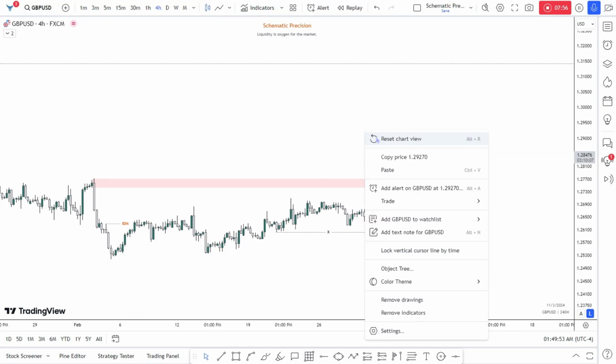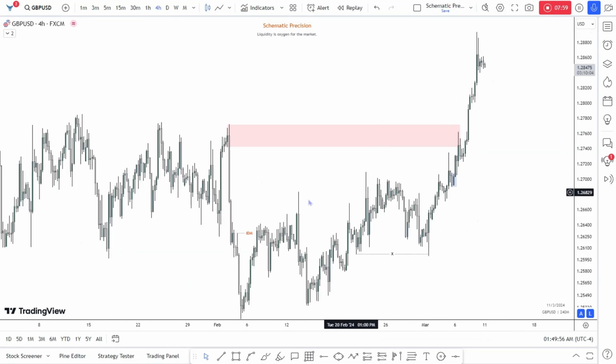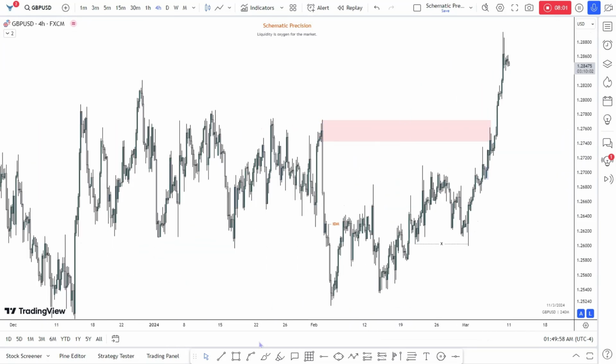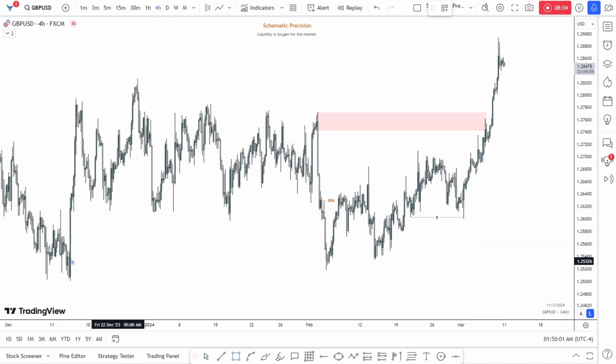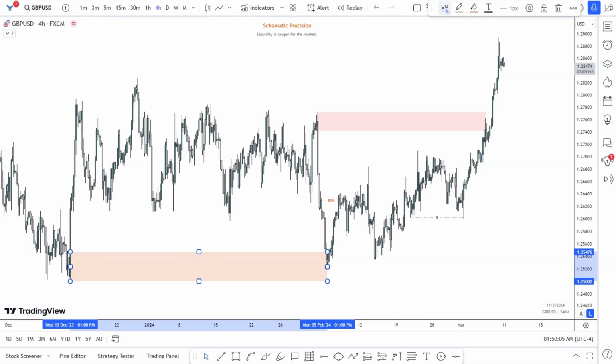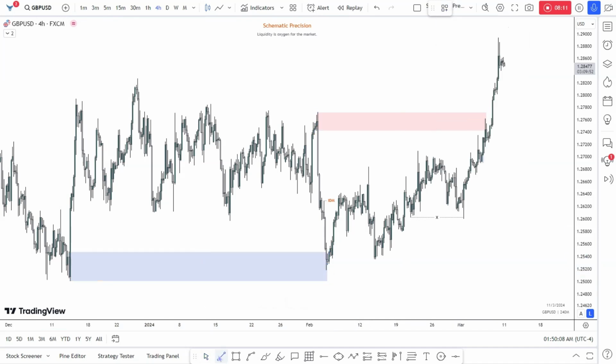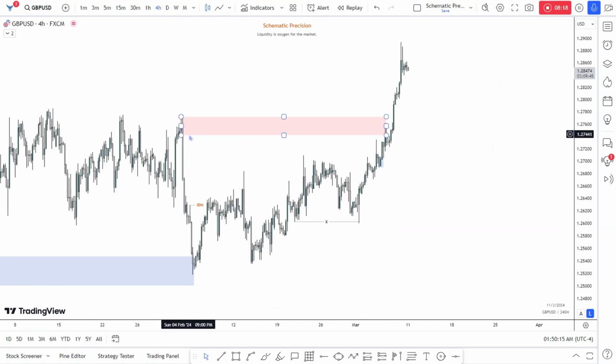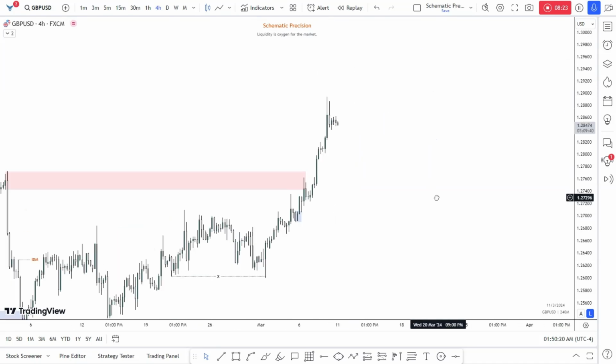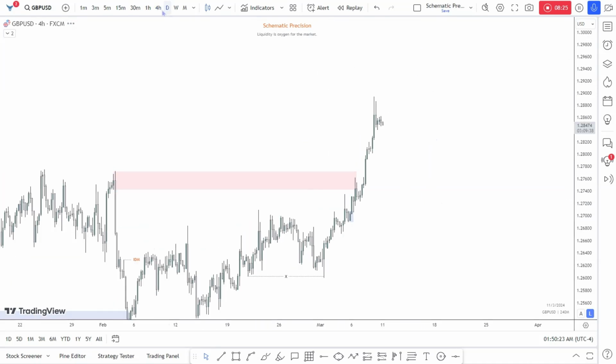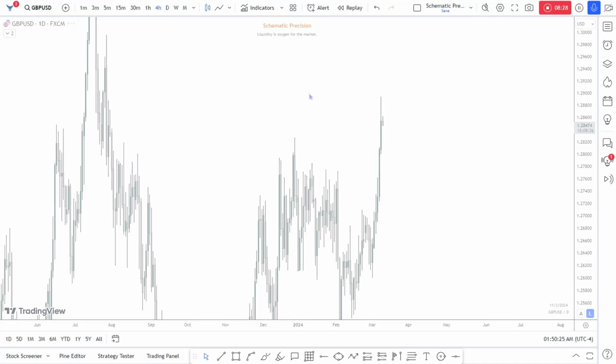Going on to the 4 hour. So this was the last high. This was the order block we had, which got mitigated, and we have a run of liquidity here as well. That's why this order block was relevant. This was the last high which has been taken. So this is the only thing, right?